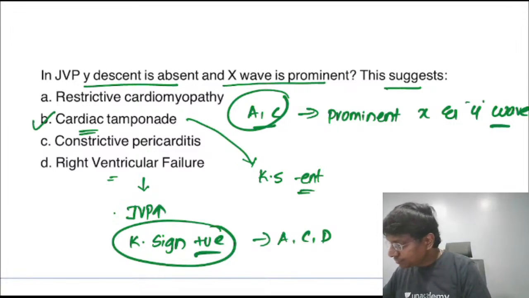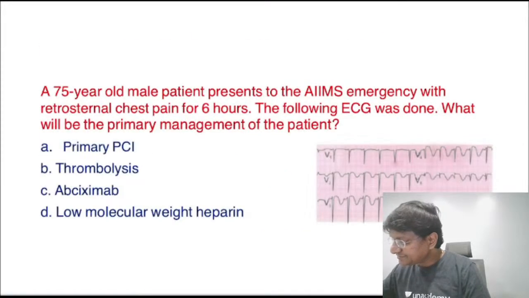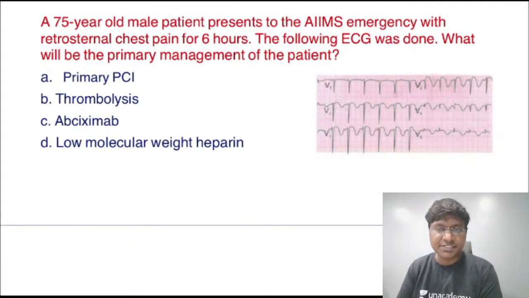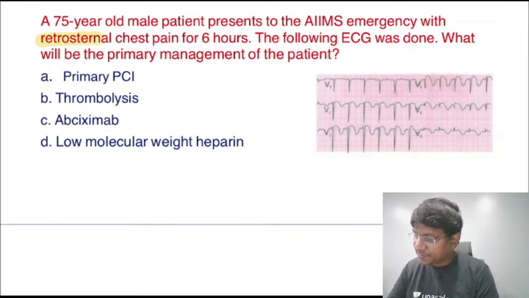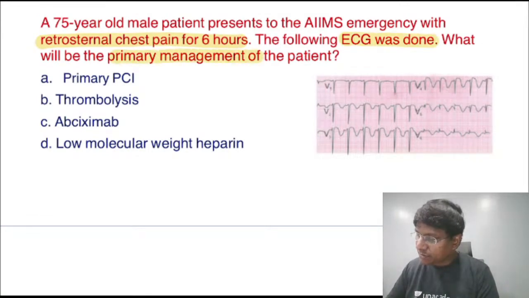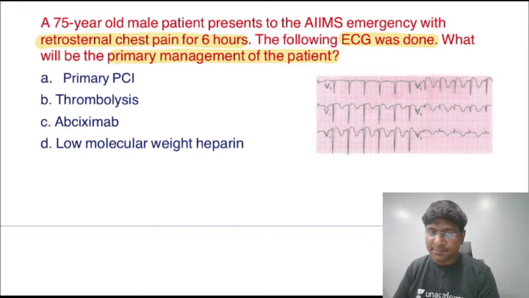Now we'll move on to one of the clinical scenarios, and please tell me what is the management that you will do in this patient. A 75-year-old male patient presents to the AIIMS emergency with retrosternal chest pain for 6 hours. The following ECG was done. What will be the primary management of the patient? The options are primary PCI, thrombolysis, aspirin-clopidogrel, low molecular weight heparin.